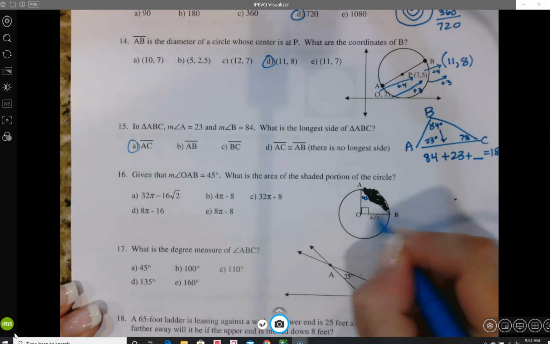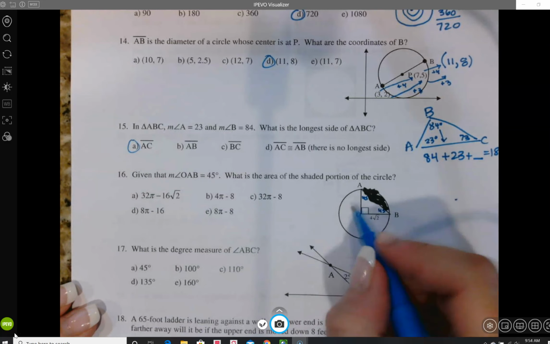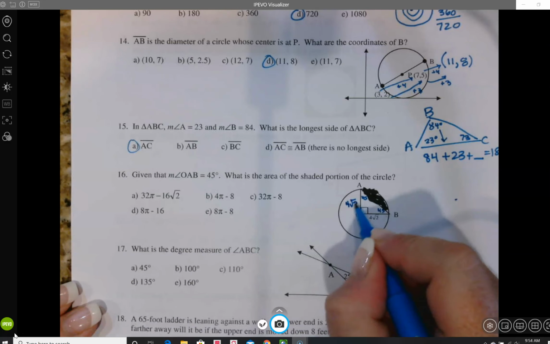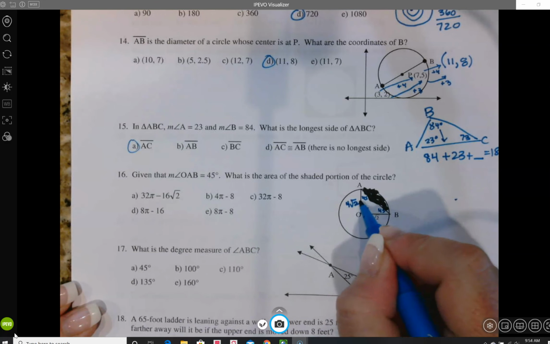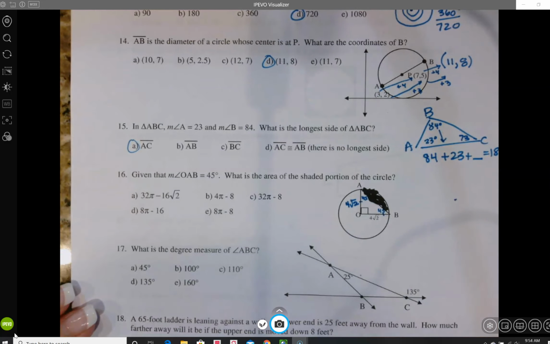Because if I add everything up to 180, I'm going to figure out this missing angle over here is 45 as well. So whenever our base angles are the same, then our legs are the same. And also it's inside of a circle. So this is a radius and this is a radius. The radii are always the same.